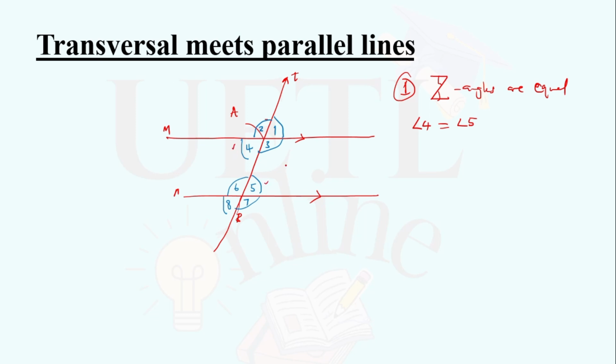Then the other thing is this: we have another Z here. It's not that pretty, but it's a Z. So this means that angle 3 is equal to angle 6. This is the meaning of Z angles.